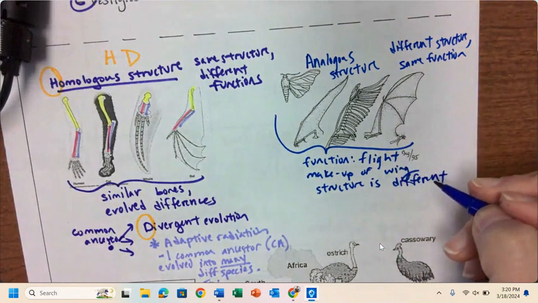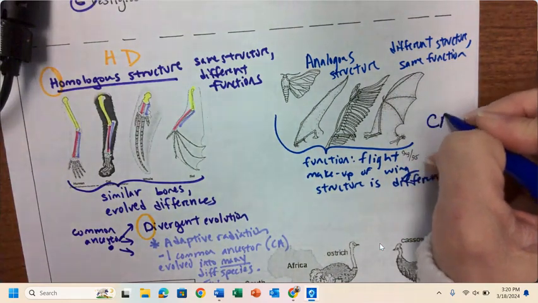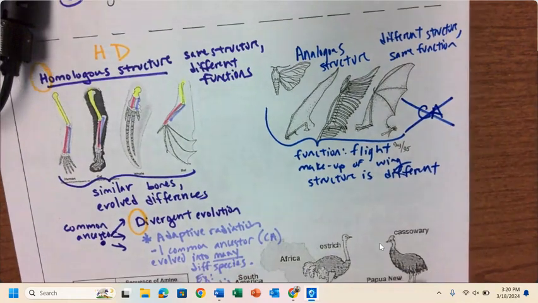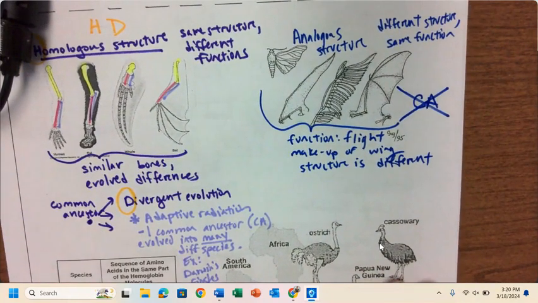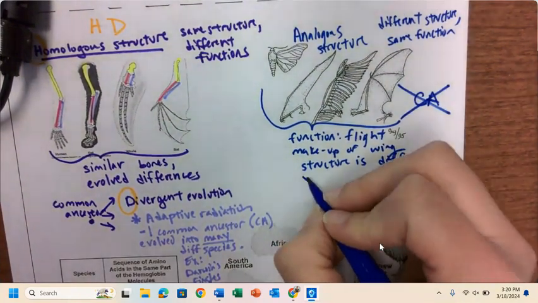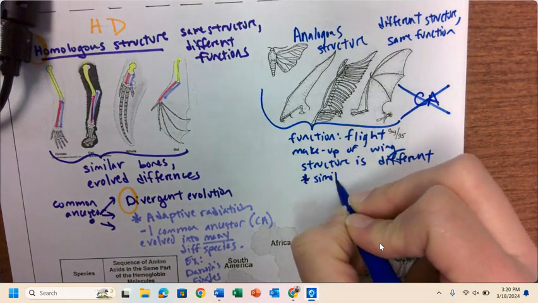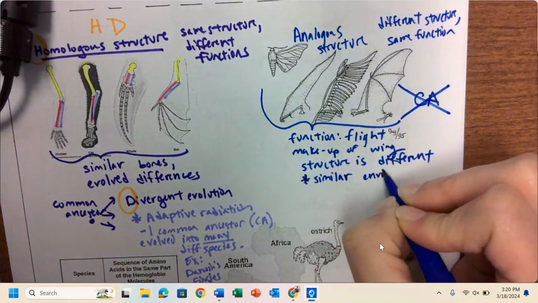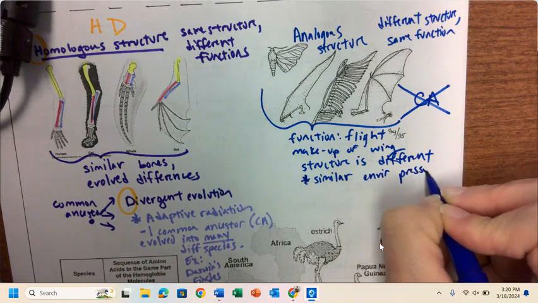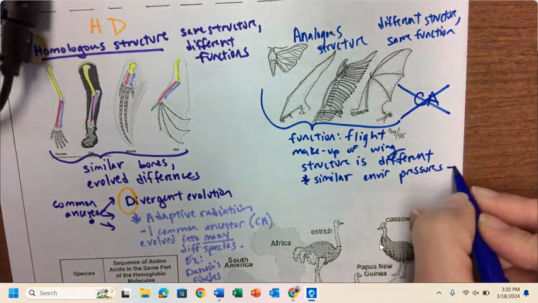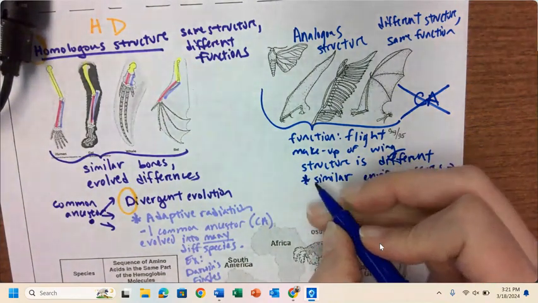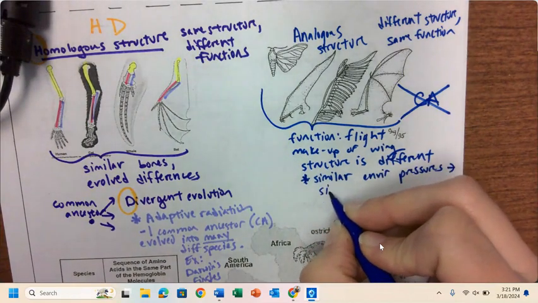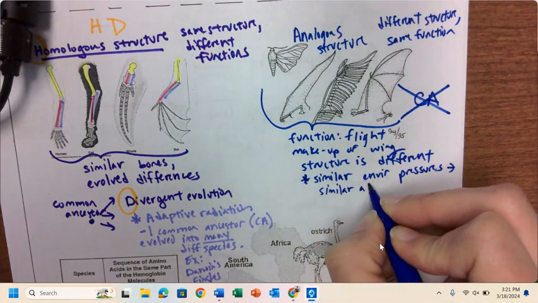So in analogous structures, they do not have a common ancestor. However, they had similar environmental pressures, which has led to a similar adaptation.